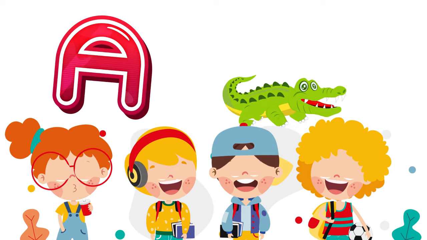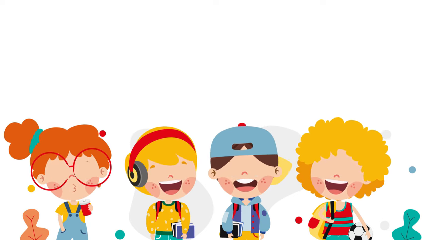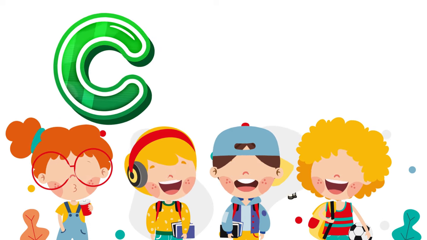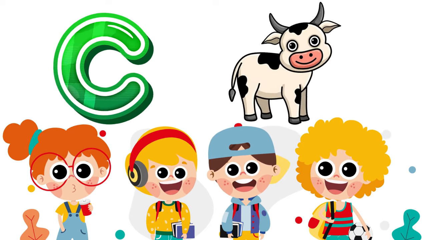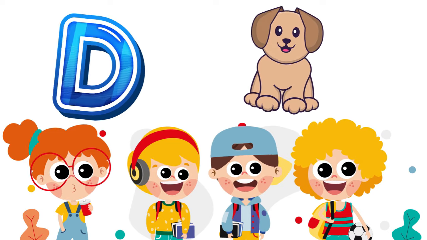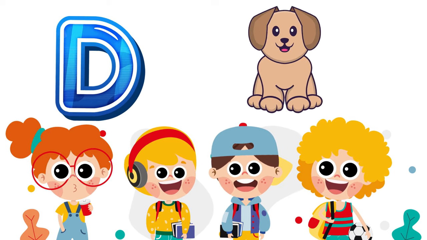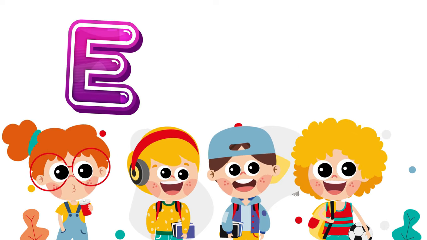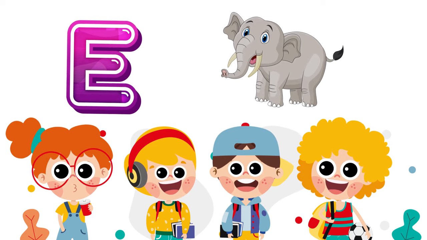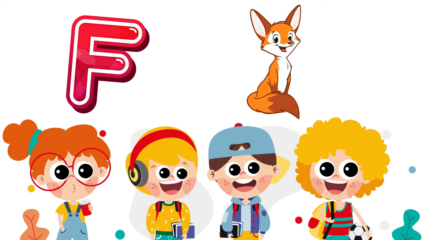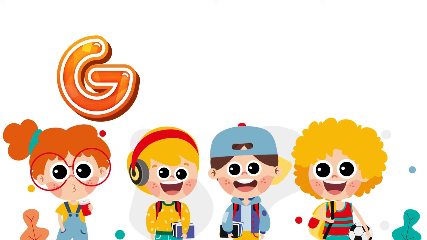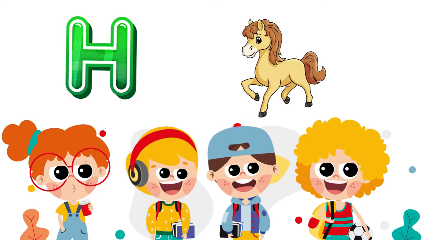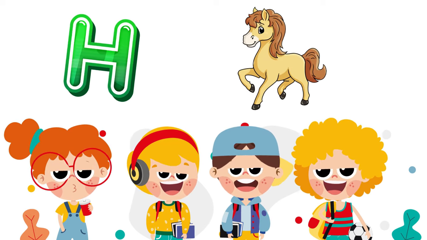A is for alligator. Alligator. B is for bear. Bear. C is for cow. Cow. D is for dog. Dog. E is for elephant. Elephant. F is for fox. Fox. G is for giraffe. Giraffe. H is for horse. Horse.